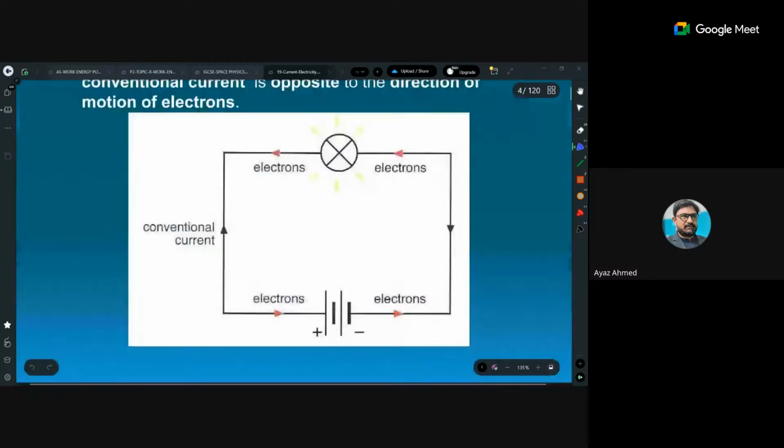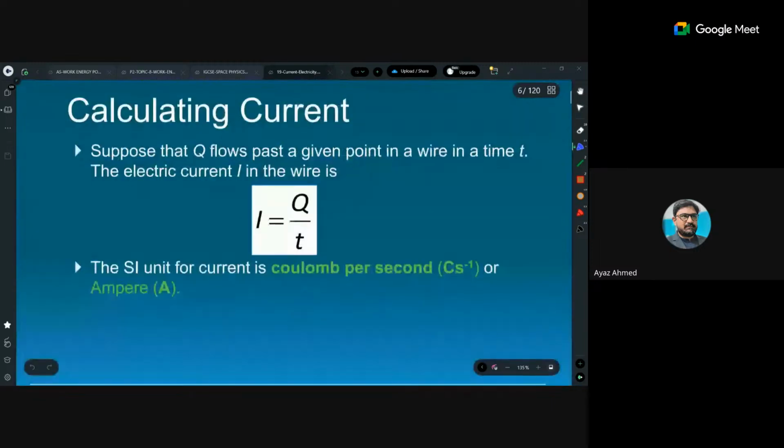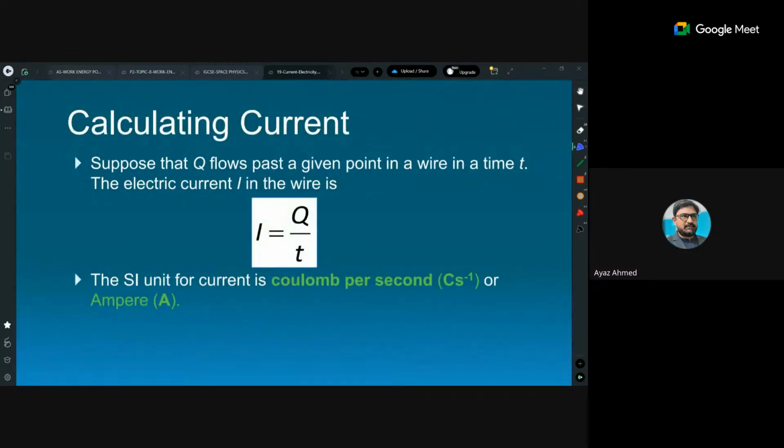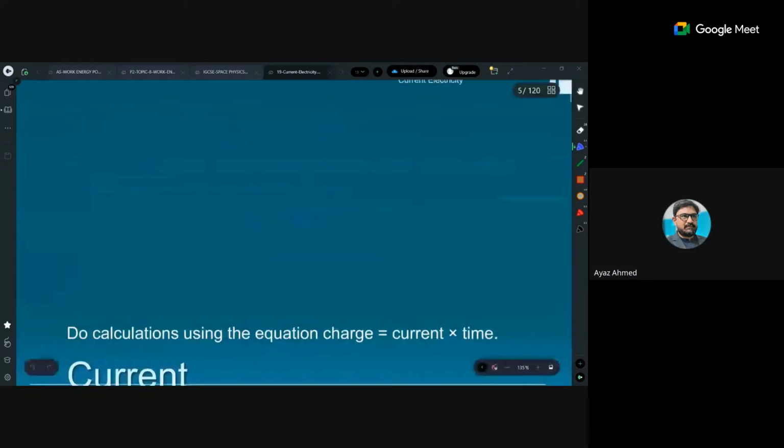Its formula is very simple. I = Q/T. Here is its formula, and its unit is ampere, and ampere is equal to coulomb per second. I believe it is quite clear to you. This is the formula to calculate the current, and the definition is the rate of flow of charge, or the amount of charge passing through a point per unit time. Don't write 1 second.